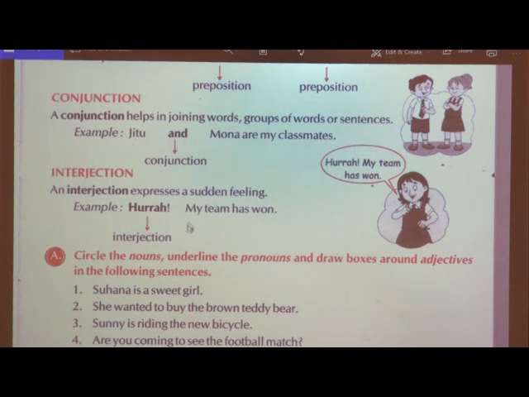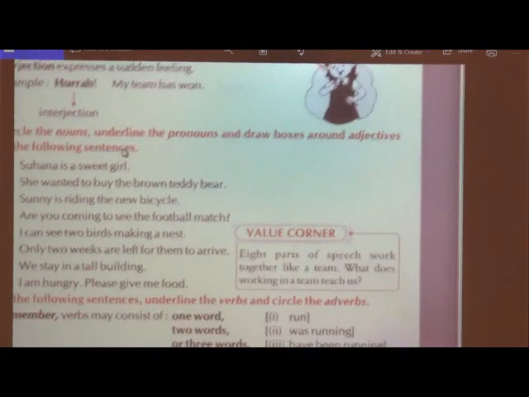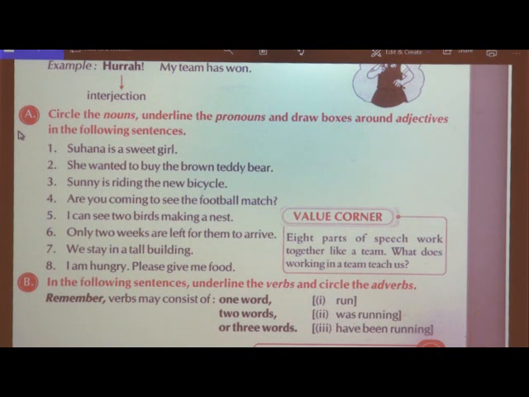I hope you children might have understood all these parts of speech, and you have completed the exercises. See children, exercises A, B, C, D, E, all these exercises I have done, and you have to do them according to the instructions given in each exercise. Here they have told you to circle the nouns. You can write N in front of that circle. You can underline the pronoun and write P, and draw boxes around adjectives and write A. So, you have done this exercise A.